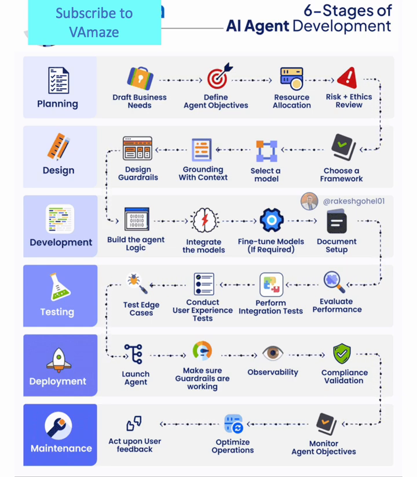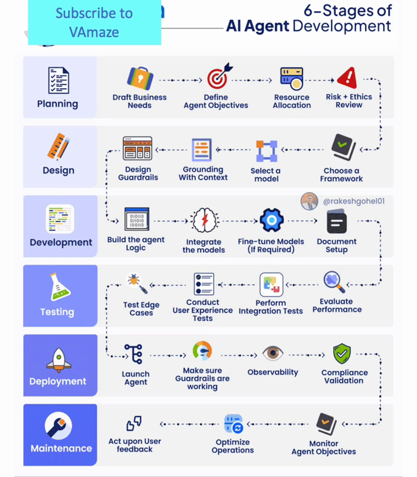Define agent objectives. Once business needs are clear, you must specify the goals and intended capabilities of your AI agent with precision. Vague objectives lead to scope creep and failed implementations. Your agent objectives should be specific, measurable, and directly tied to business outcomes.